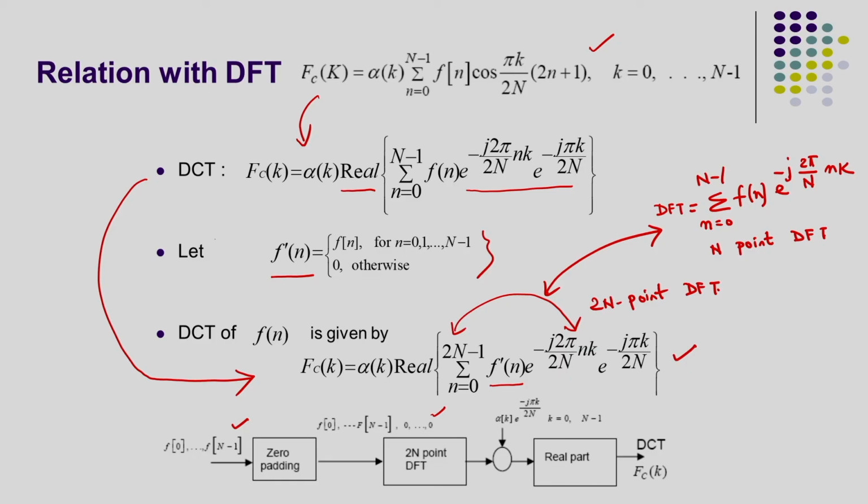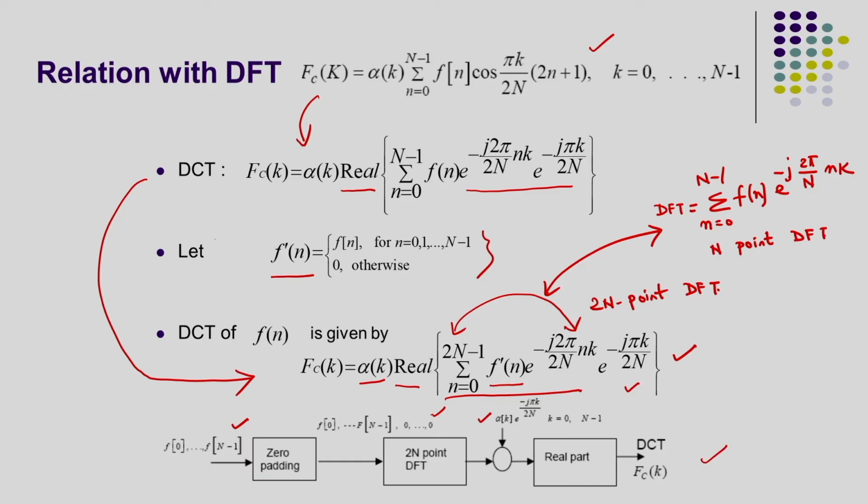And after this, I am computing the twice n point DFT. So, that means I am computing this part, twice n point DFT. After this, you can see I am doing the multiplication by alpha k and also by this e to the power minus j pi k divided by twice n. And after this I am considering one operation, that operation is the real. So I am considering the real part of this, and I am getting the DCT of the sequence.